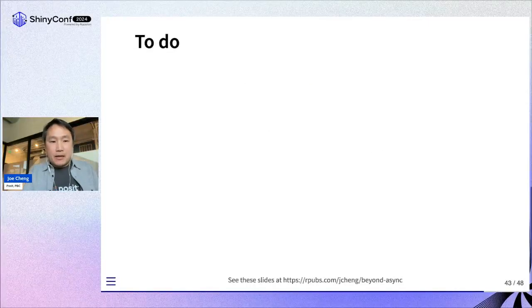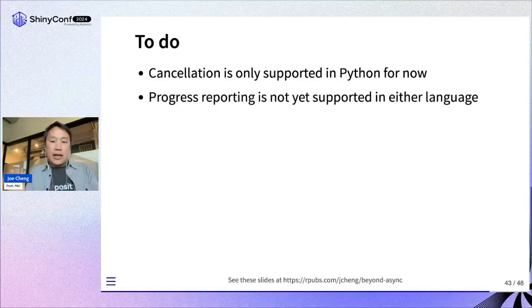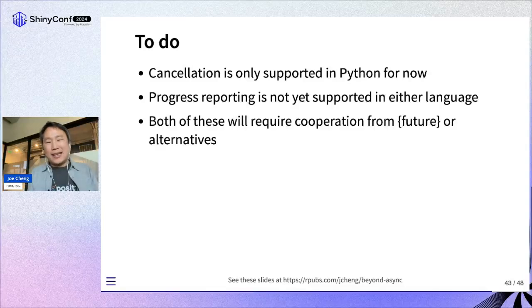So, just so you're aware, there are some things that ExtendedTask does not do that you probably expect it to. Can you cancel extended tasks? Only in Python for now. You can't cancel, or at least I don't have a documented way to help you cancel tasks in Shiny for R. And neither language really has a great story for progress reporting. That is something that you could hack something together, but really deserves to be a first-class feature, with progress bars and all that stuff easily supported.